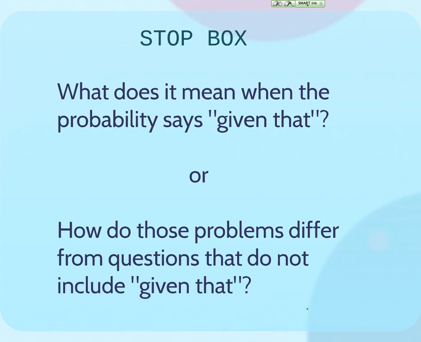I did not know how to word the question I wanted to, so I kind of put two different ways to word it. So what does it mean when the probability says given that? Or another way to ask that question I'm trying to get at is, how do those problems differ from questions that do not include given that? I don't think we need to discuss this together. Wait, you want to? Oh, okay. I was going to say, we don't need to discuss it, but you need to remember it. So I would jot something down just because that was probably the most confusing part of this section.